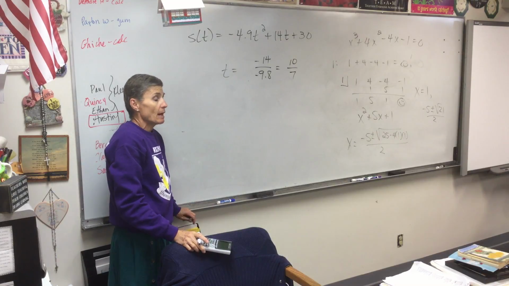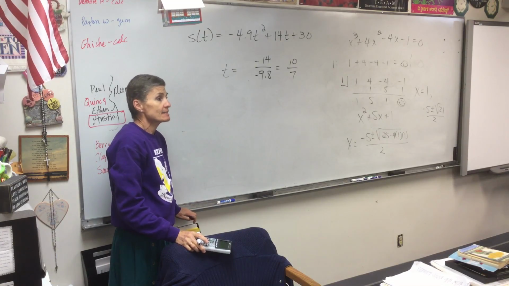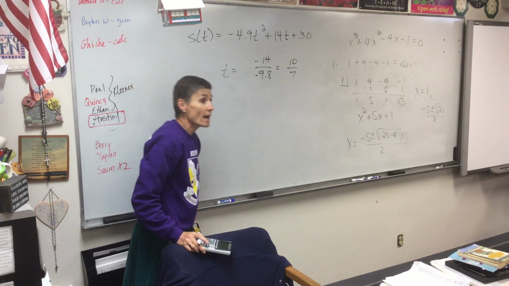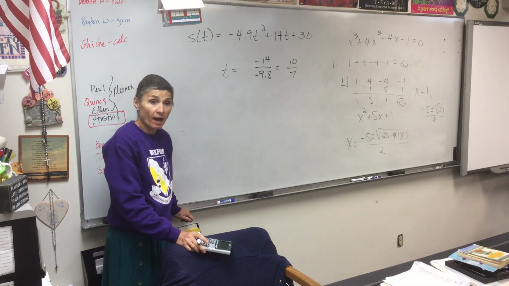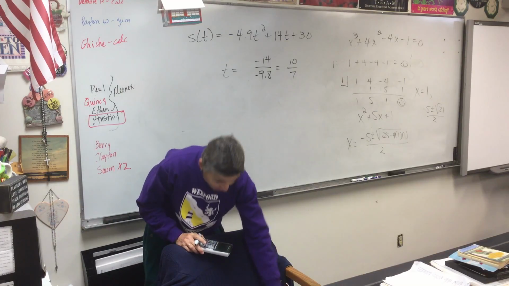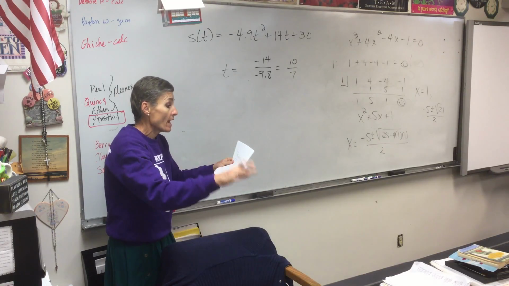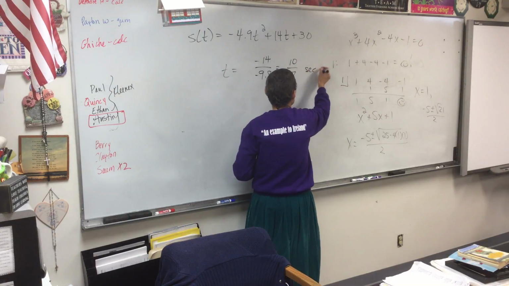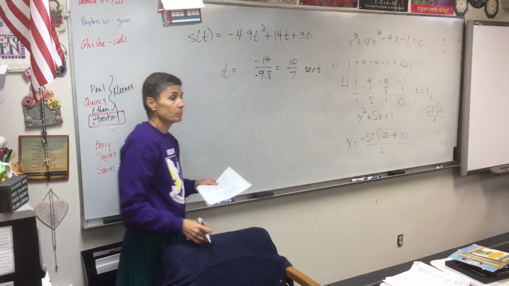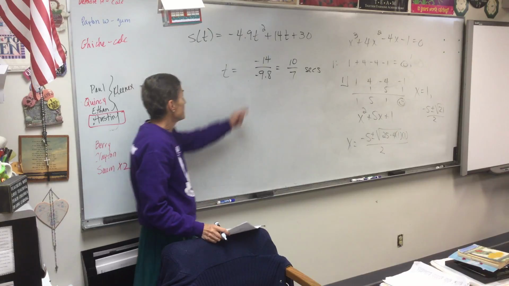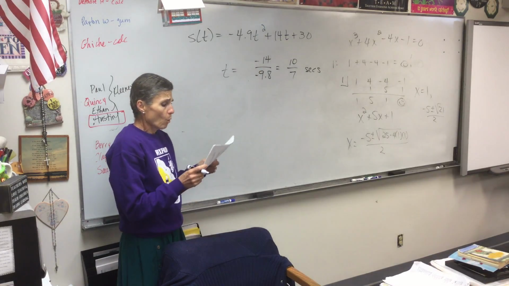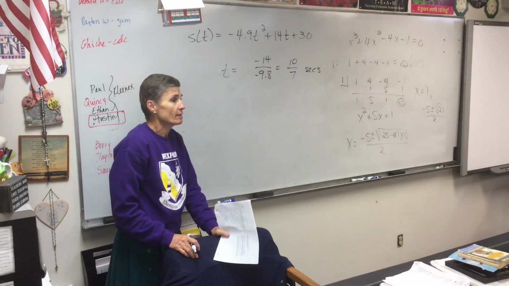Okay? Now, what does that mean? What does that 10/7 represent? That is when it reaches its highest point. Now, the question says, when will the stone reach its highest elevation? 10/7 seconds. I'm simply finding the vertex, negative b over 2a. When will the stone hit the ground?